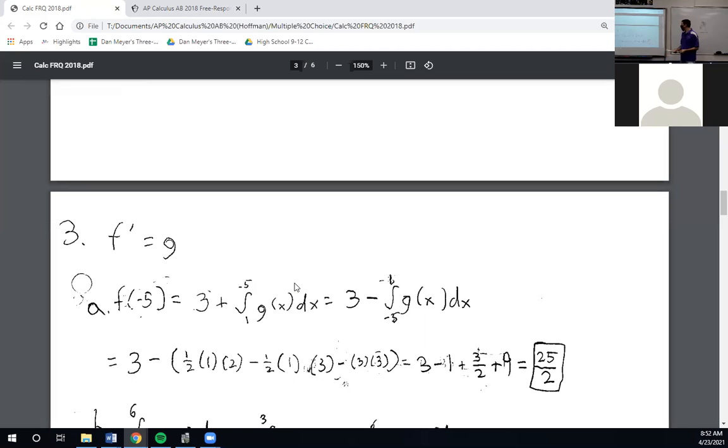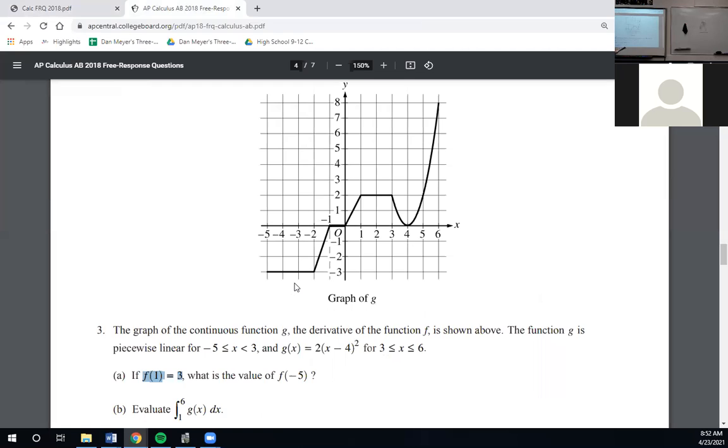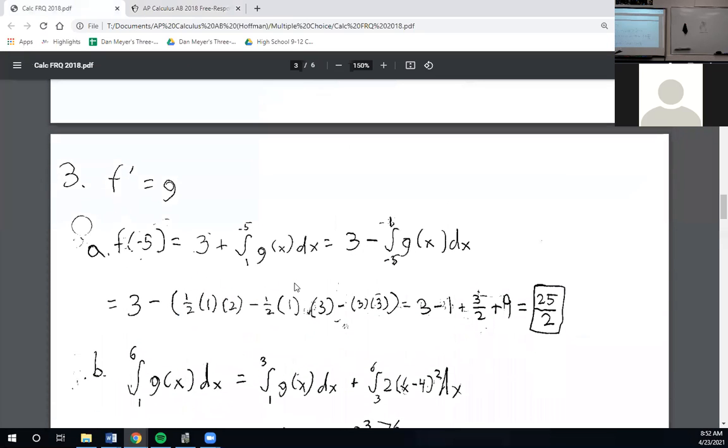That's part A. Part B, evaluate the integral from 1 to 6. Well, the integral from 1 to 6 is a split in my piecewise function, because the piecewise function is split at 3. At 3, the function changes. So that means the integral should be split at 3. From 1 to 3, we're looking at a bunch of straight line segments, and to get the integral, we're going to talk area. From 3 to 6, the function is this 2 times the quantity x minus 4, squared.